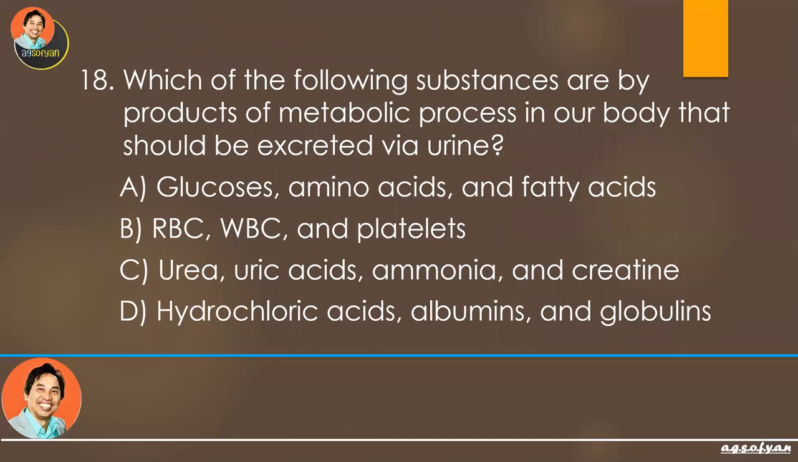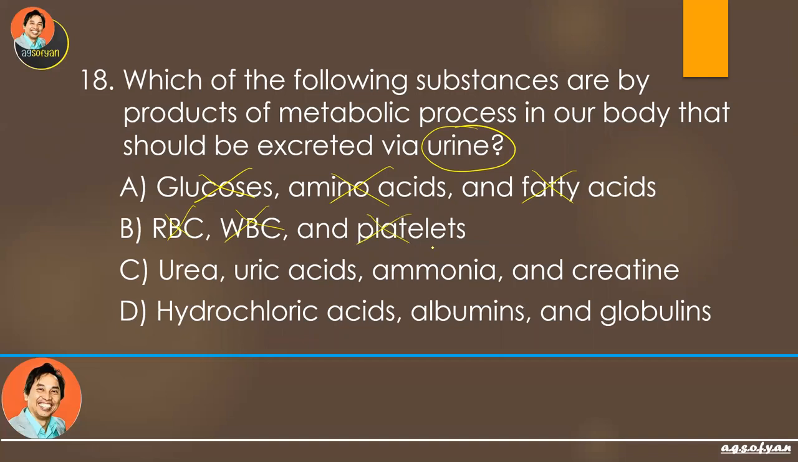Which of the following substances are byproduct of metabolic process in our body that should be excreted via urine? So which one is actually the molecule that is toxic in our blood that has to be filtered and then removed from our body through this urinary system, through the urine? Which one? Glucose is not, we need glucose. Amino acid is not, so we need amino acid. We will not remove the amino acid. Red blood cell, of course not.